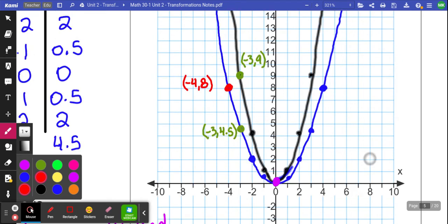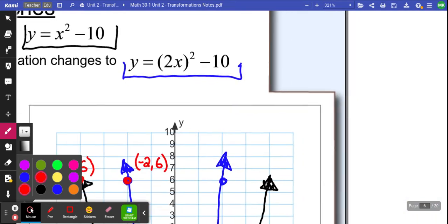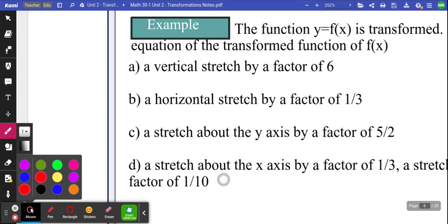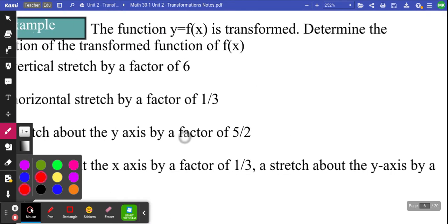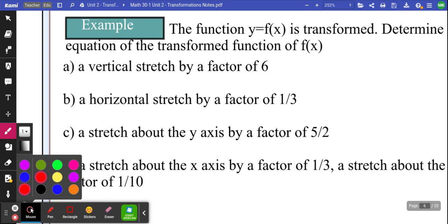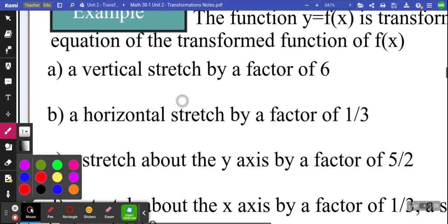Let's look at some examples, because then you'll see the terminology and we can talk about it a little bit more, which helps. So let's look at these examples. It says the function f of x is transformed. Determine the equation of the transformed function. So we're just doing function notation. I'm going to add a little bit to the sentences because it's missing something in some of them.